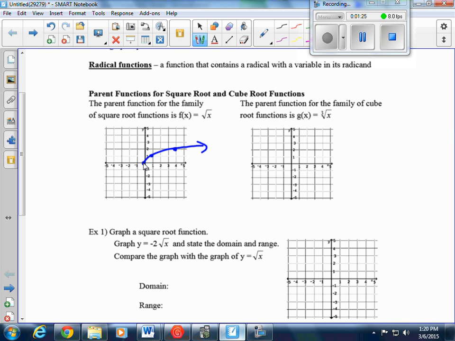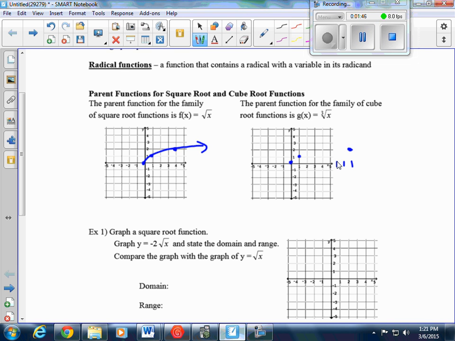So let's do the same thing for the cube root. Here I put in 0, I get 0. If I put in 1, the third root of 1 is 1. Now the next number I'm going to put in is 8. So if we put in 8, we get 2.